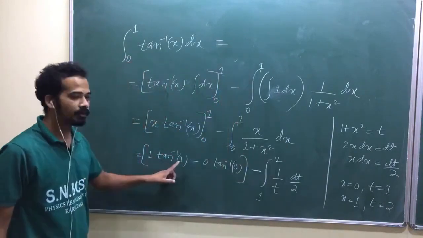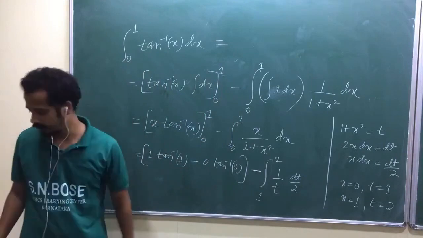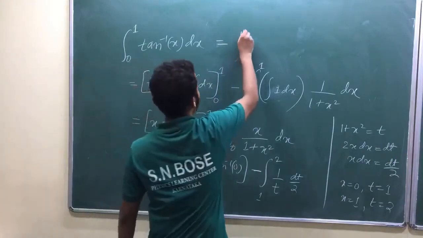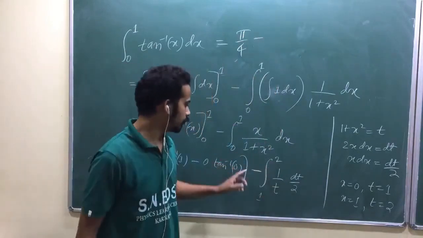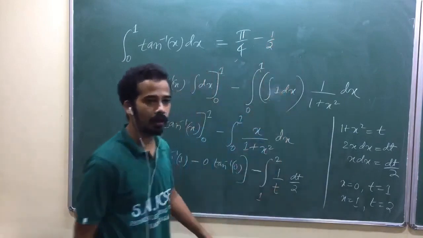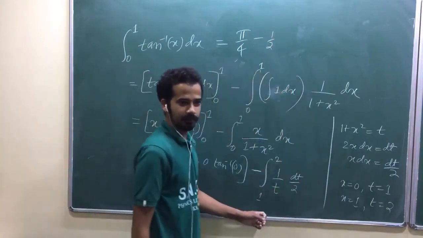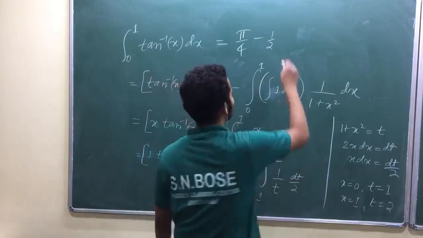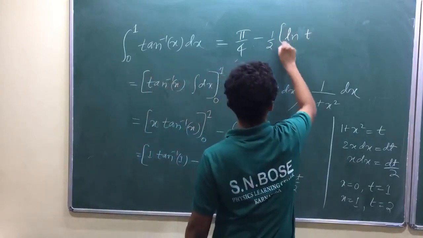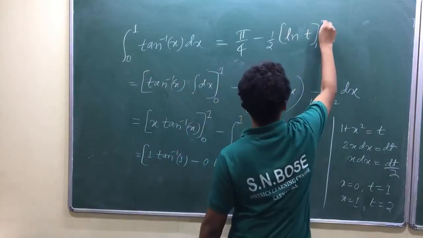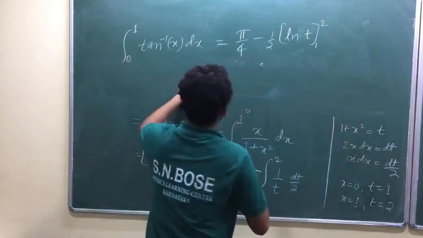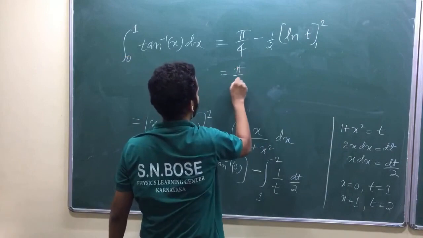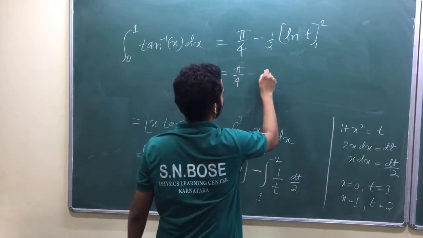Ultimately, your answer is tan inverse of 1. What is that one? Pi by 4, so that's equal to pi by 4, minus 1 by 2 outside, and 1 by t integrates to log t, ln of t. Be careful. Log of t running from 1 to 2. Let me do further steps here. So pi by 4 minus half of log of the upper limit minus, what is log 1?